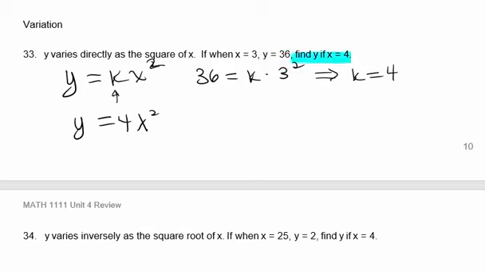Lastly, it says find y if x is 4. So we're going to substitute into this new formula, y equals 4. Substitute 4 for x, so times 4 squared, and that's 16 times 4, or 64.